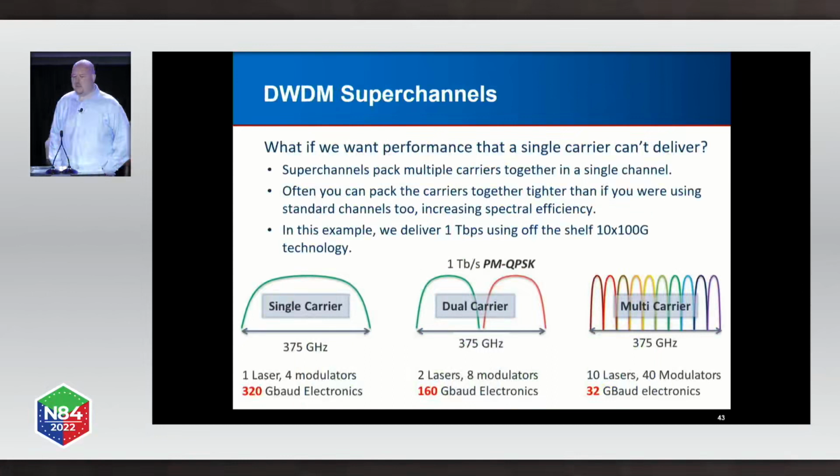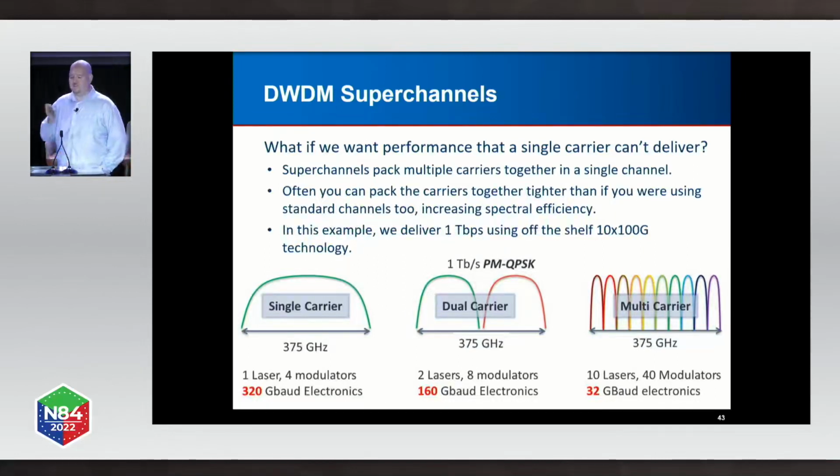One thing that you'll hear talked about is what's called a super channel, and that's what happens when you want to deliver something that is bigger than what a single carrier can deliver. So you use a super channel to pack multiple carriers together, so that you can think about it as a single channel. This is an example of, let's say you wanted to send a 1 terabit. This is an old slide, but if you wanted to do this with a single carrier, you need a 320 gigabaud system, and it's just impossibly complex, doesn't exist, not going to happen.